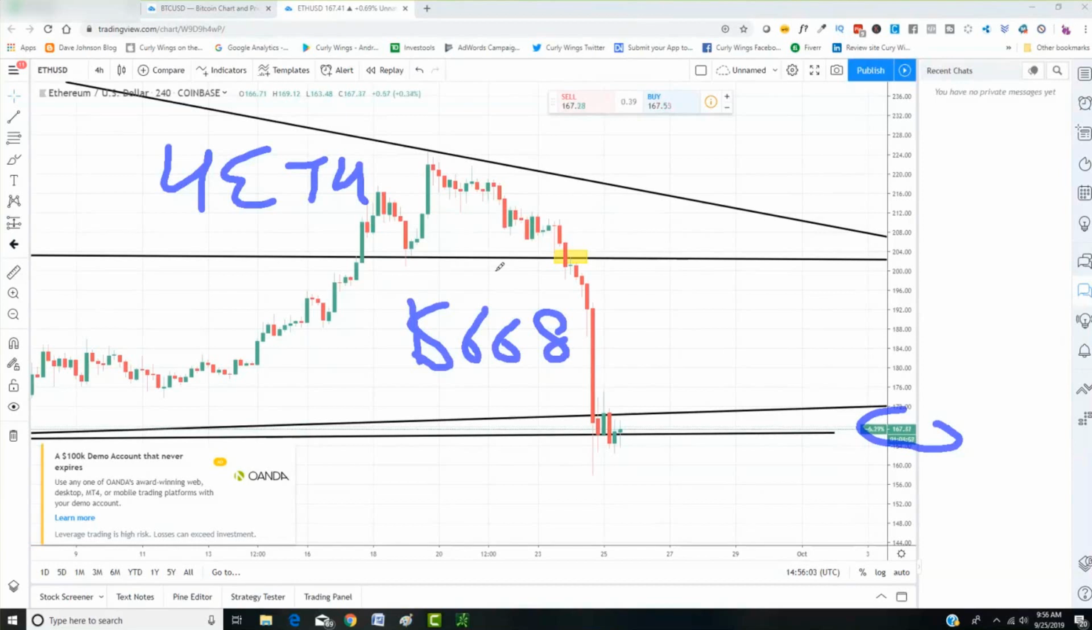So what I was able to do, guys, was I was able to gain 4 more Ethereum, valued right now at $668 for free.